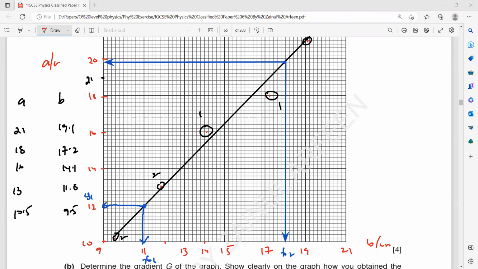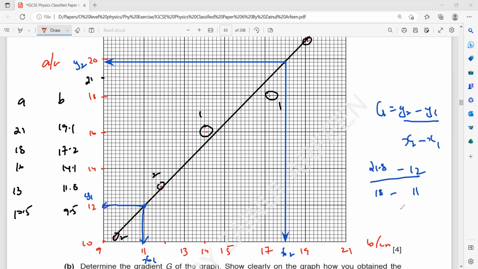You have to show this on your graph, like you have to draw these lines. If you just use the formula y2 minus y1 over x2 minus x1 without mentioning it on the graph, you will not score the mark. So y2 is how much? It is 21.8. y1 is how much? It's 12. x2 is 18, and x1 is 11.